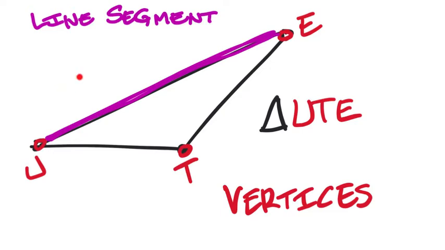This one specifically would be line segment UE right here. And they usually put a line over that. It won't always, depending on the technology that's used. But yeah, line segment UE, that's how we would demonstrate that.